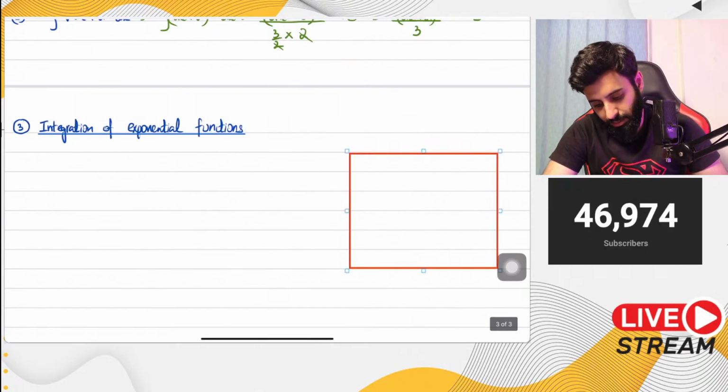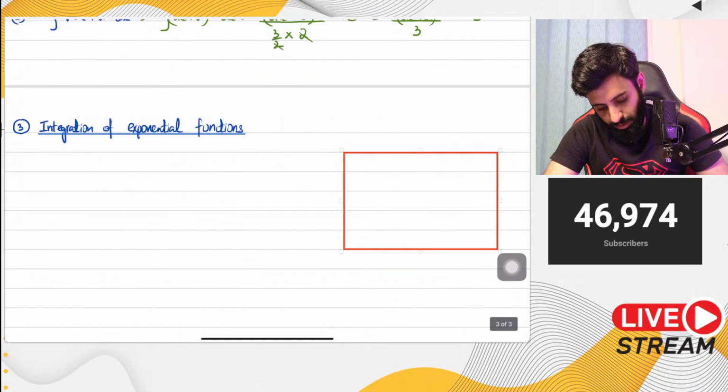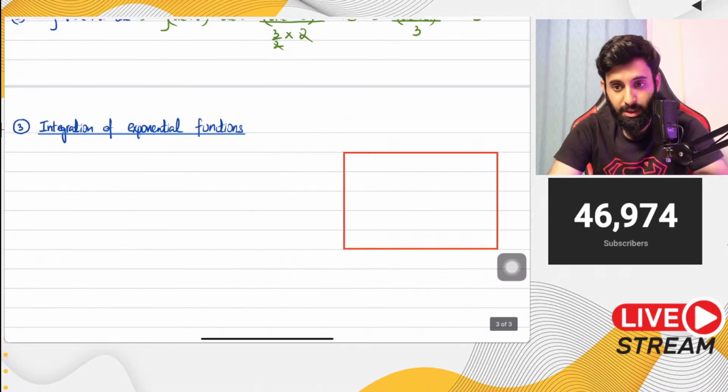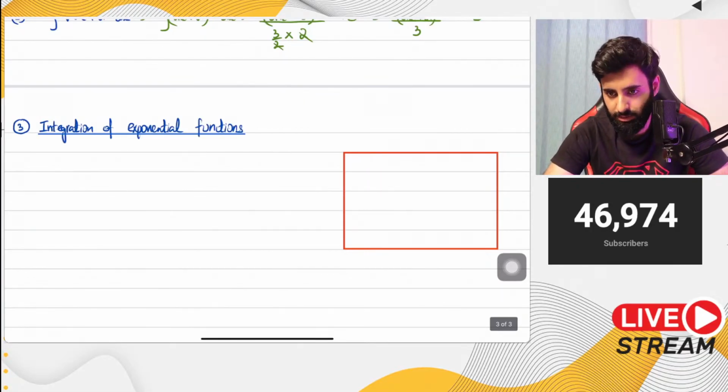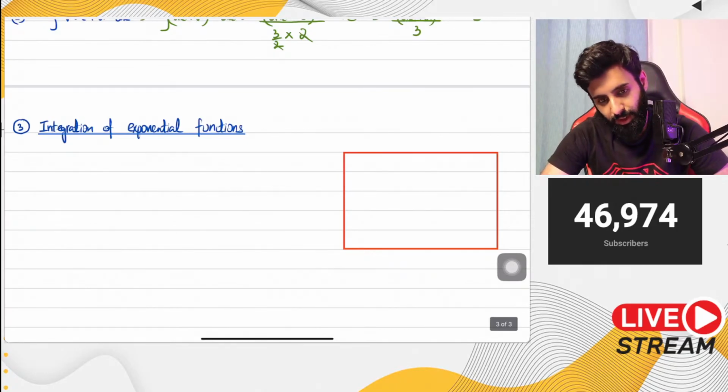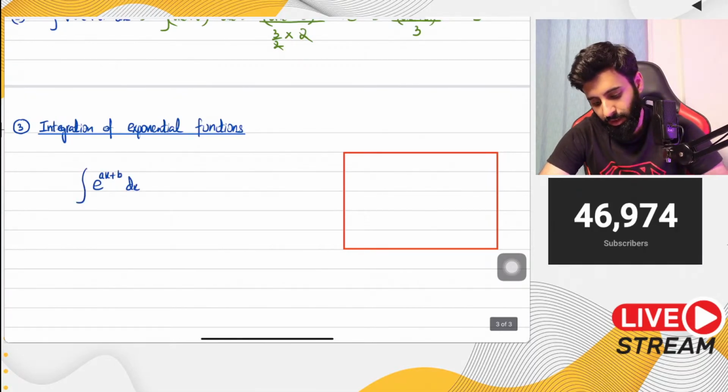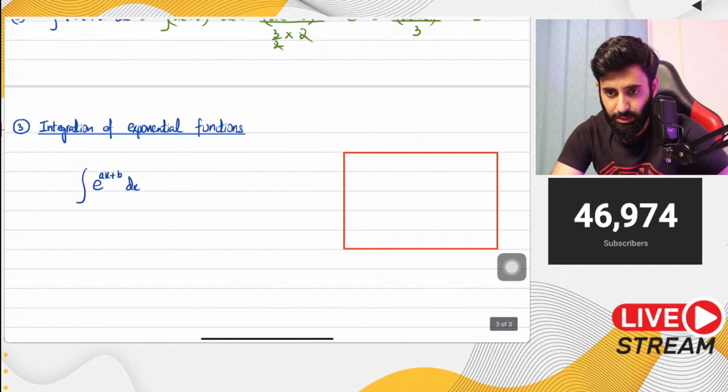So let's do a recap of exponential functions. Now exponential functions are very nice, why? Because whatever you do to them, however much you differentiate them, it makes no difference to them. I'm talking about just normal exponential functions, okay, without any power that have power only x. So for example, if let's say you have to integrate e to the power of ax plus b. So before we learn how to integrate, let's learn how to differentiate it.